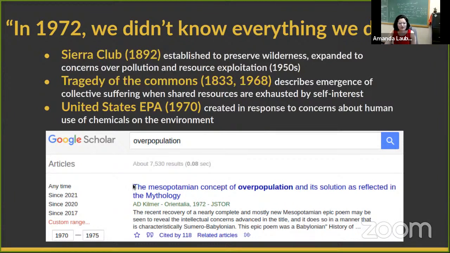And then the first article is this paper talking about the Mesopotamian concept of overpopulation. I think it was first just because it had a lot of citations. So not only were we talking about these ideas in the 70s, but part of talking about these ideas in the 70s was talking about how people were talking about this in Mesopotamia. So it's not a new idea, overpopulation. It's definitely something we were aware of in the 70s.